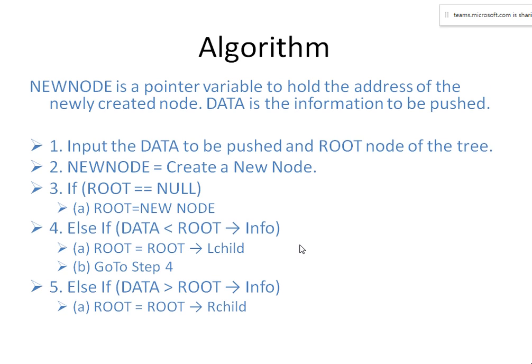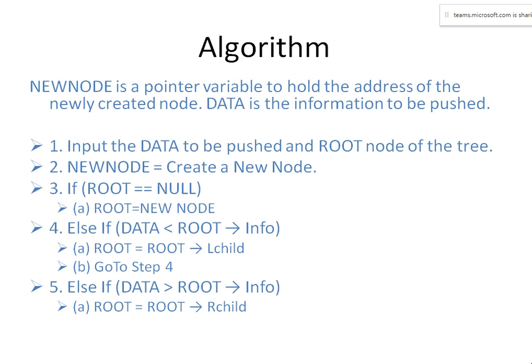Then you need to create a new node using new node equal to create new node. Now step number 3, here you need to check if root is null. If root has no value, then your tree is an empty tree. So we are checking if root is null. If so, then the root node becomes the new node.